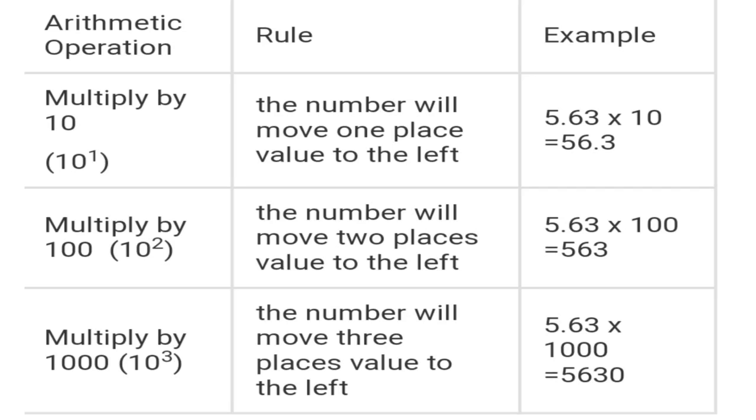Similarly, if we multiply 5.63 by 1000, then our answer will be 5630. Here, we can say that the number moved three places to the right.